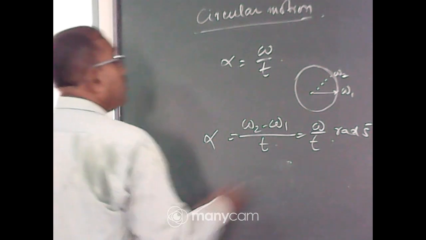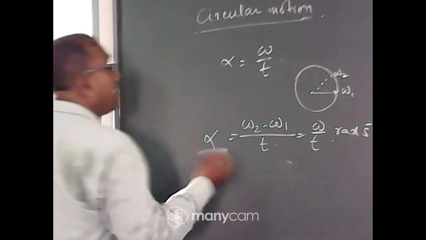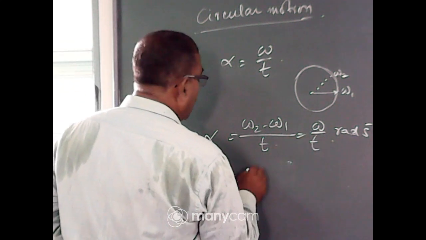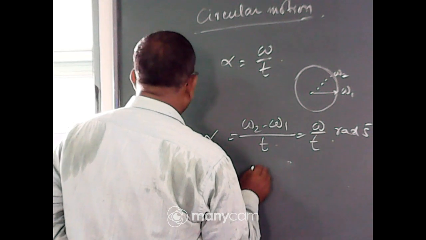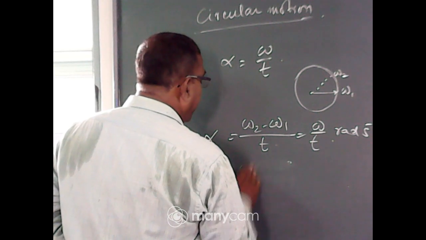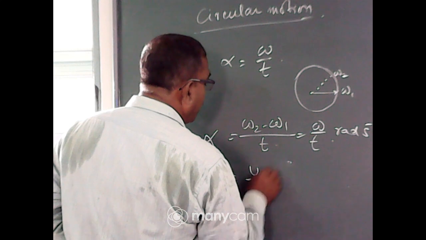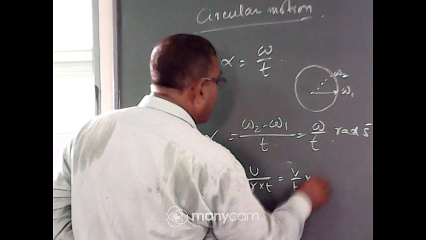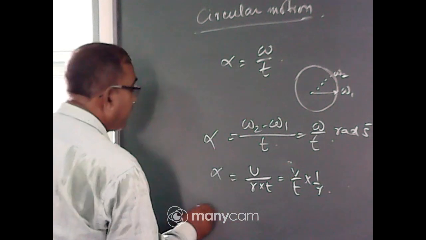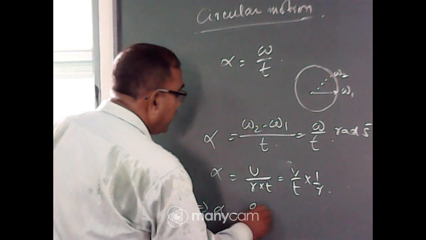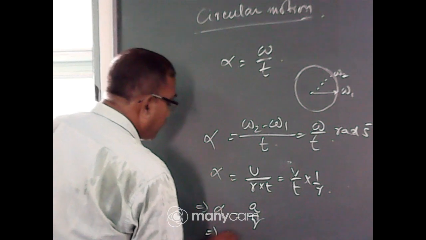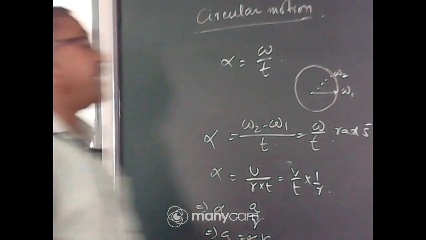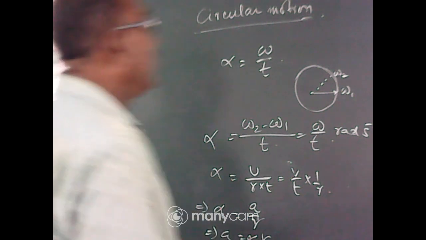If you try to relate the linear and the angular, alpha equals omega by t, and omega equals v by r, so alpha equals v by r into t, which is v by t into 1 by r. What is v by t? It is a. So alpha equals a by r, that is, a equals alpha into r. That is the relation between the angular and the linear.